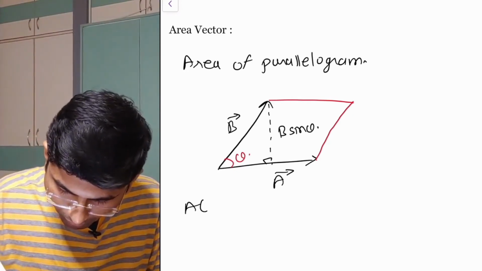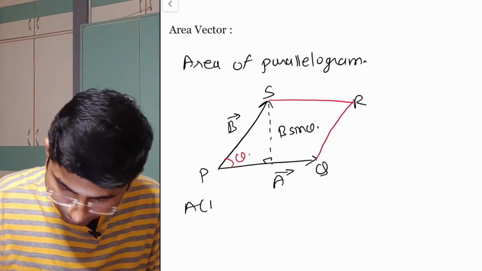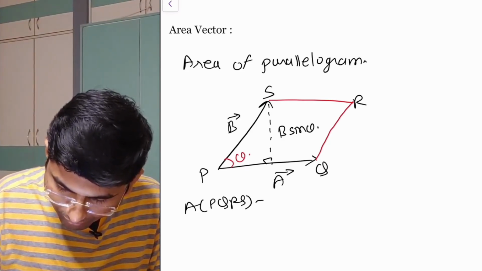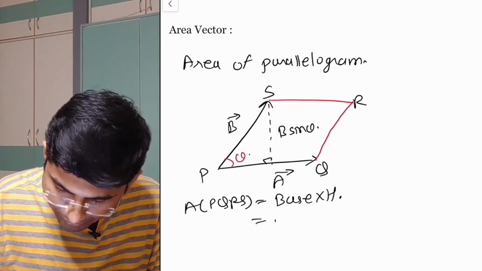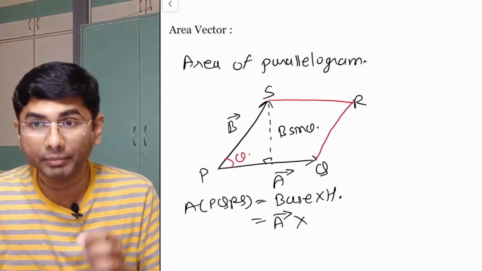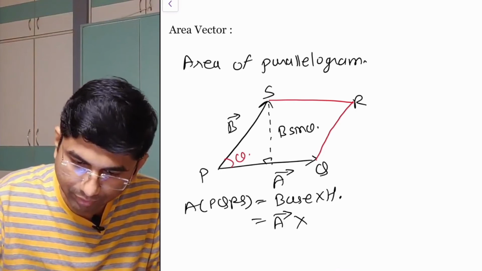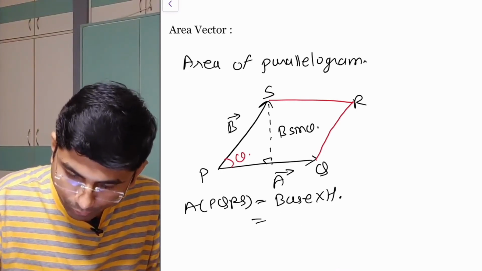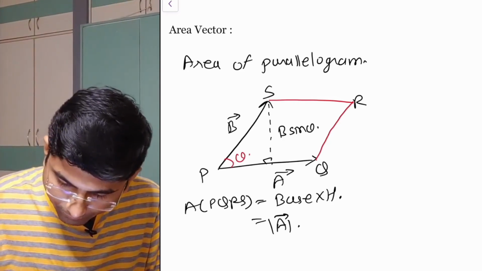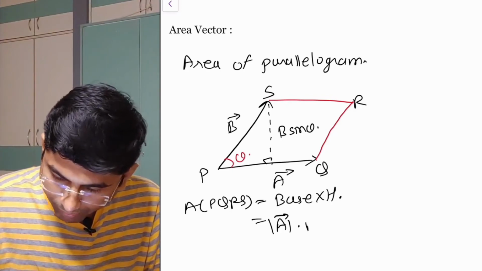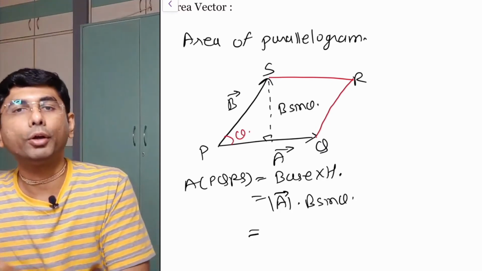And for the area of the parallelogram, I am just writing the names P, Q, R, S. Parallelogram PQRS is equal to base into height. Now what is the base? Base is A vector, and height is actually B vector, first just write down the magnitudes. Base is A, and height will be B sin theta. AB sin theta is nothing but the magnitude of A cross B.